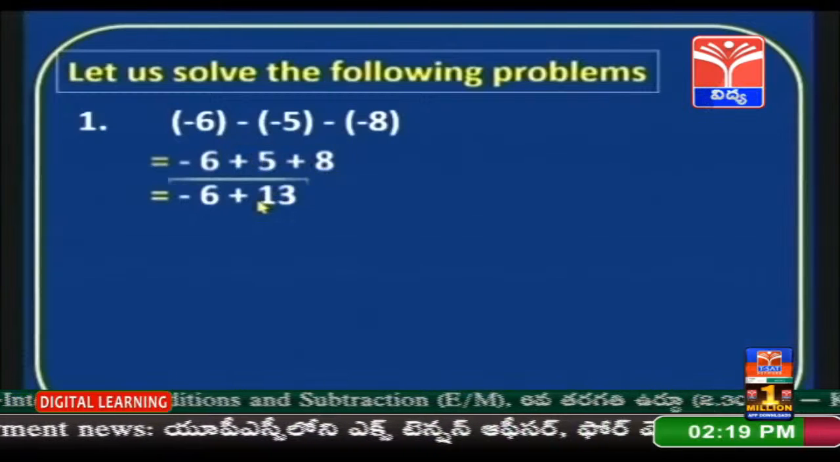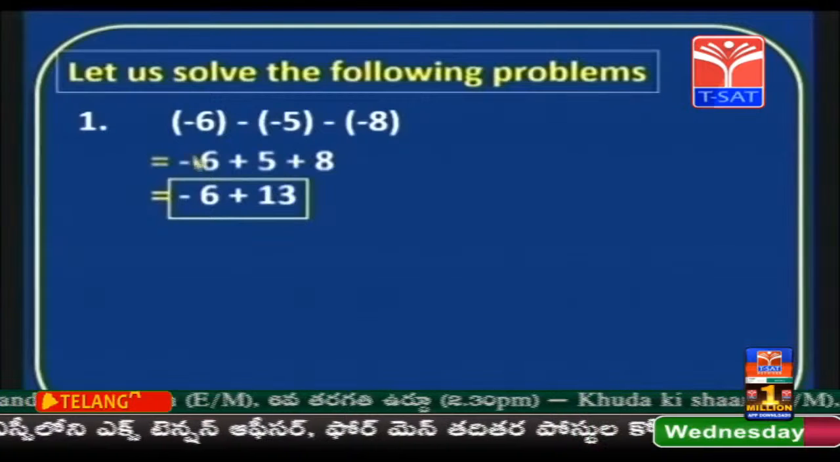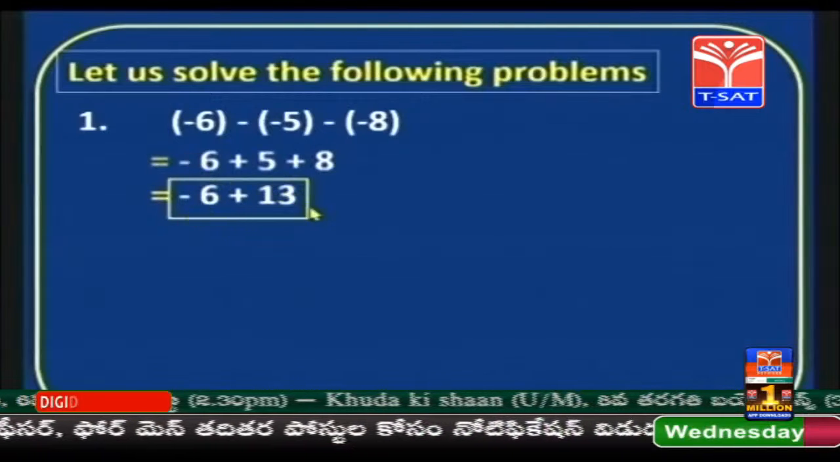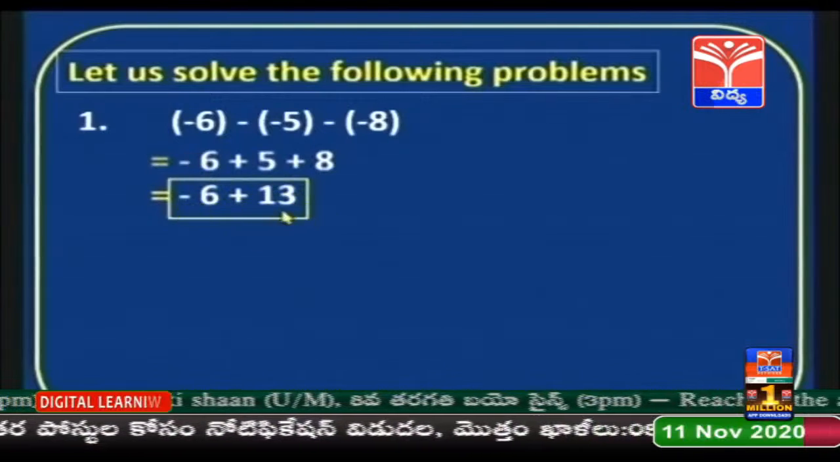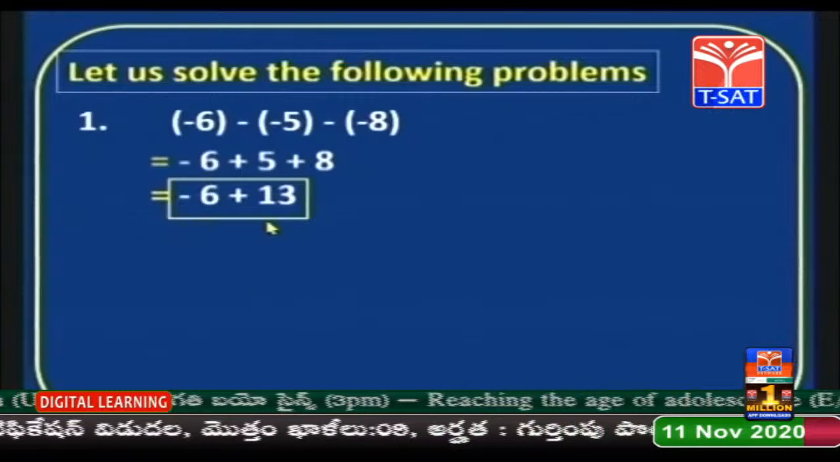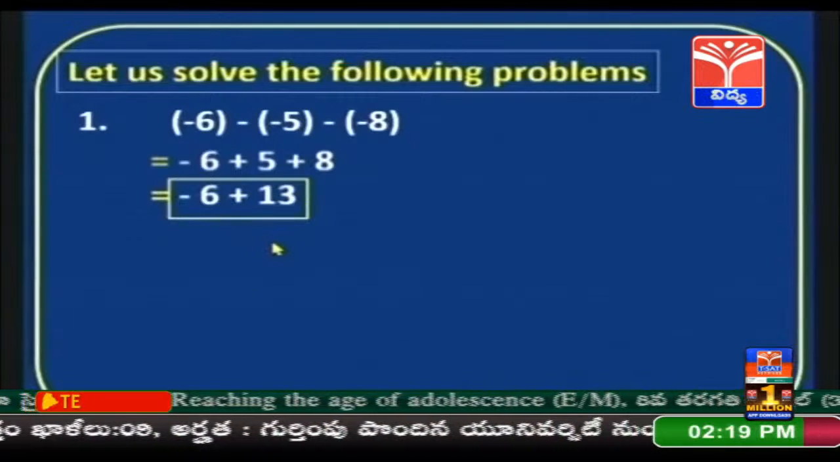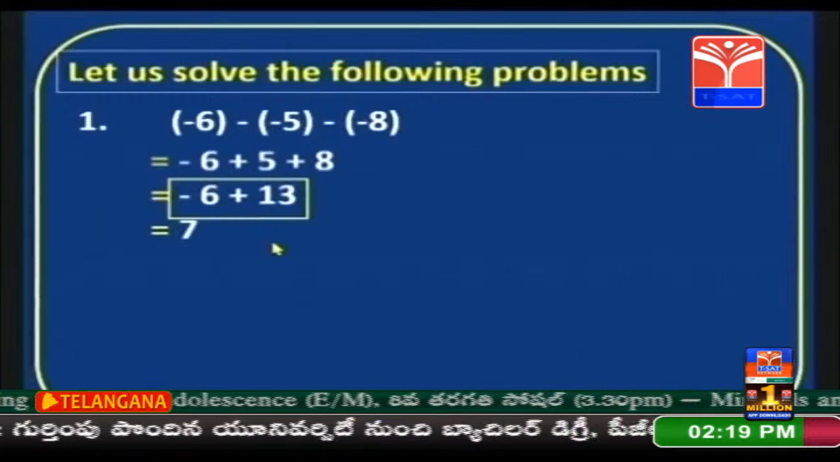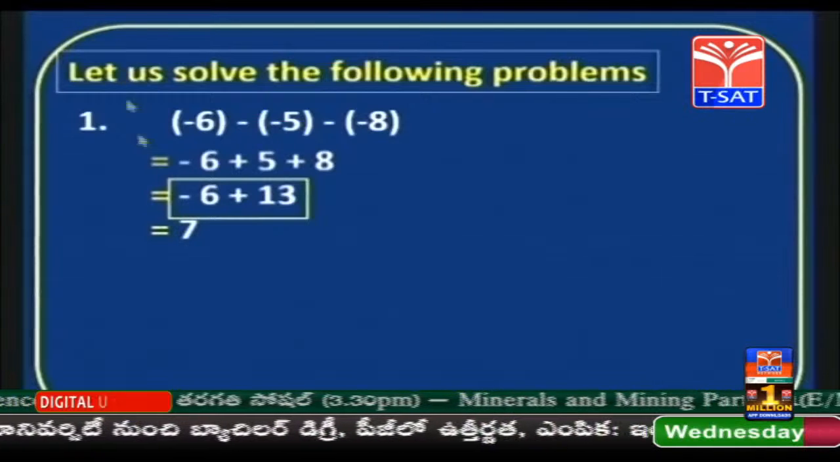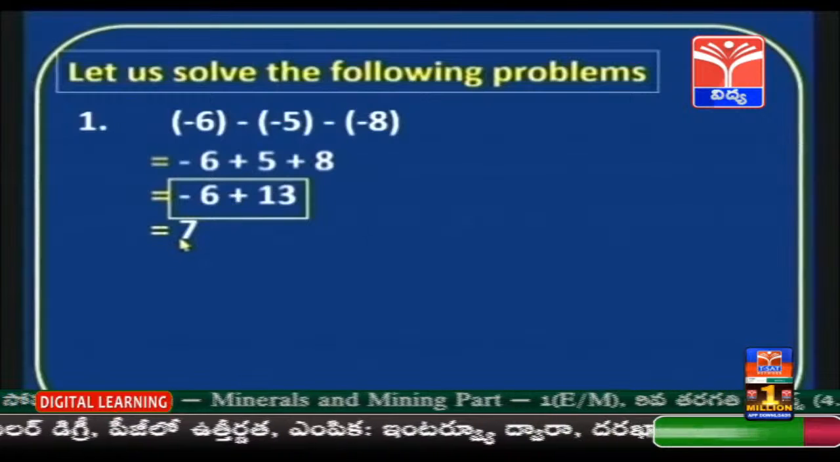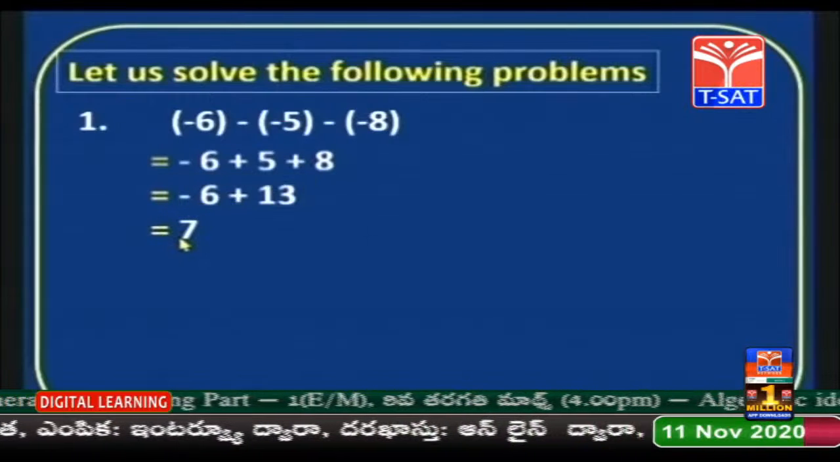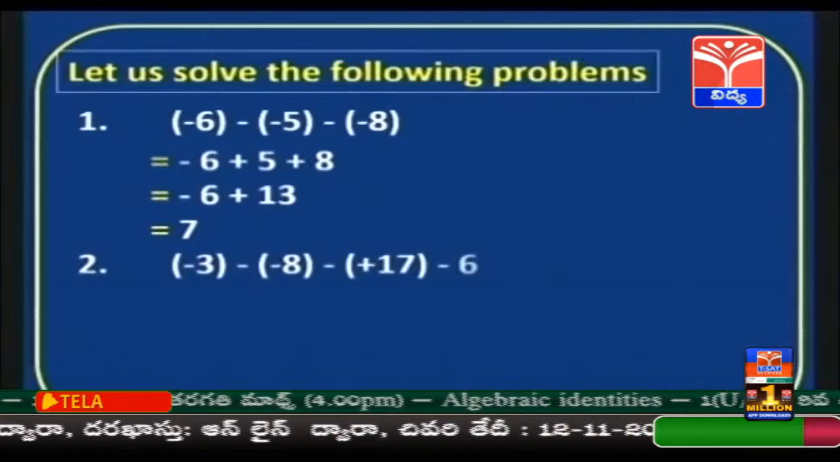Now I am making another group here. Children, observe, this group is having two integers, but they are having different signs. When they have different signs, what you have to do? We have to subtract. So when you subtract 6 from 13, what you will get? 7. As the greater number is having plus sign, the answer is 7. Now let us go for the another example.